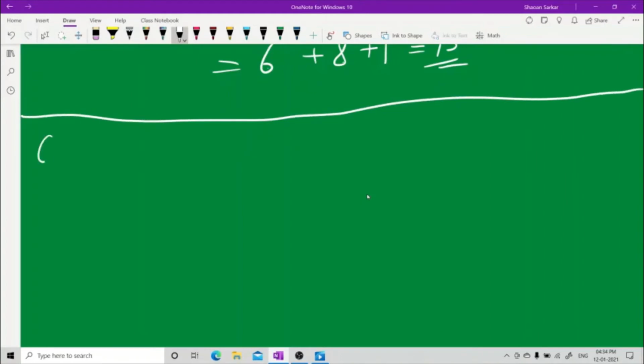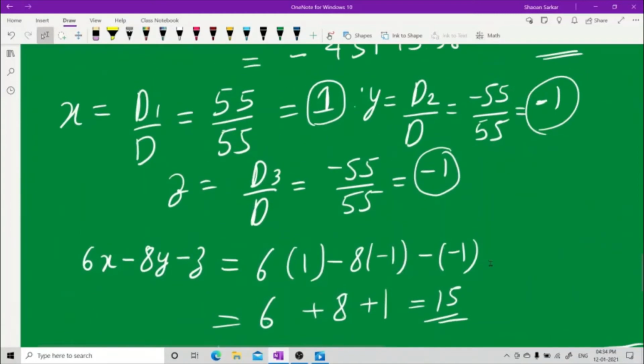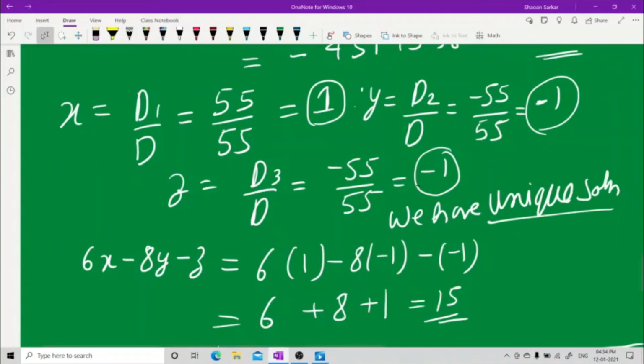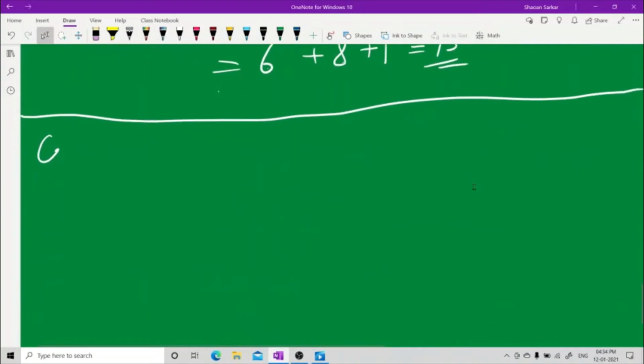No solution case. So here it was a unique solution. So in the above, here I should write, since I got x is 1, y is 1, and z is 1, we have a unique solution. This is important to write. Now let's come to the next case.